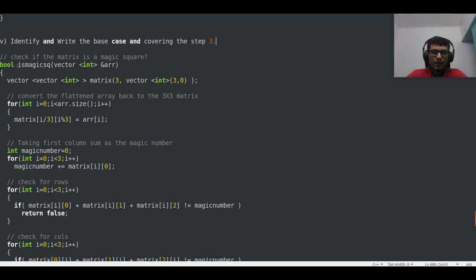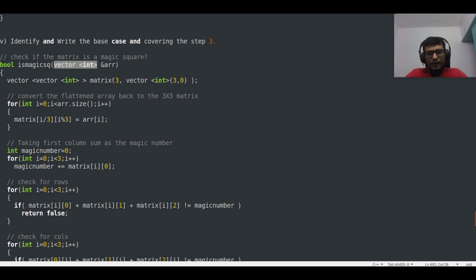This function takes the matrix as the input and returns true if it's a magic square, else it returns false. So it takes the flattened matrix as the input and not the two-dimensional matrix. It takes the vector of integers and not the vector of vector. So the first step would be to convert this flattened matrix into the original two-dimensional matrix.